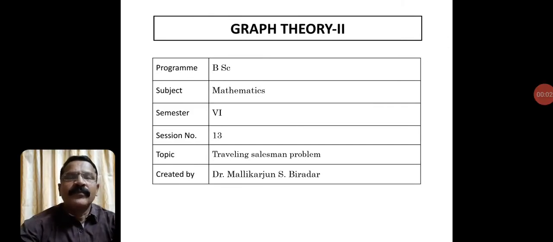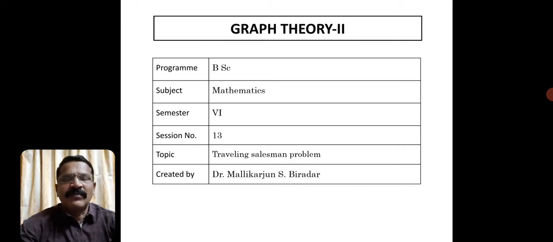Dear students, in the previous class we discussed some necessary and sufficient conditions for Hamiltonian graphs. There is no general characterization for a Hamiltonian graph so far, but there are certainly some necessary and sufficient conditions that we have discussed in the previous class. Now in session 13, we are going to discuss one important application of these graphs.